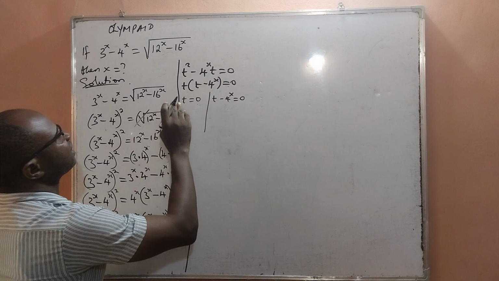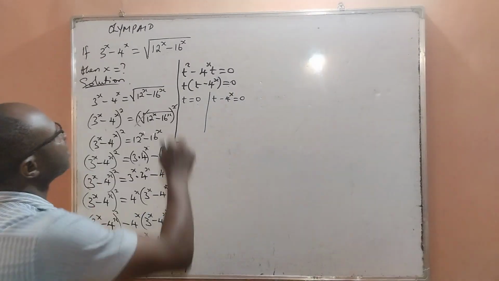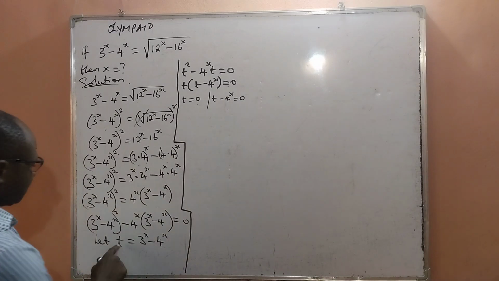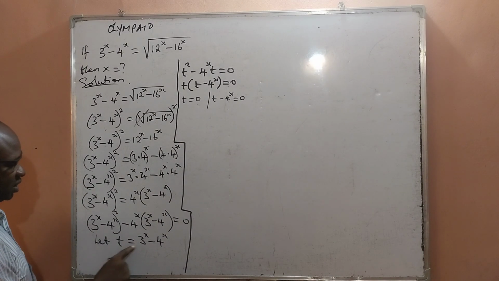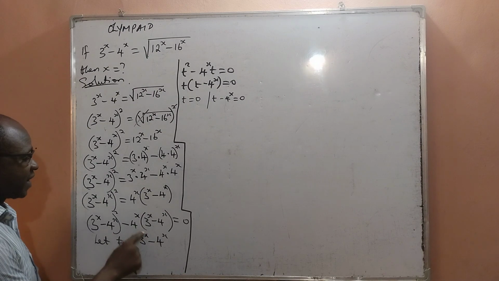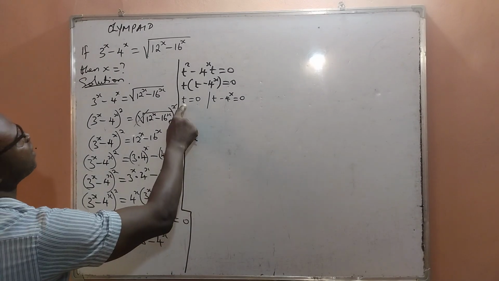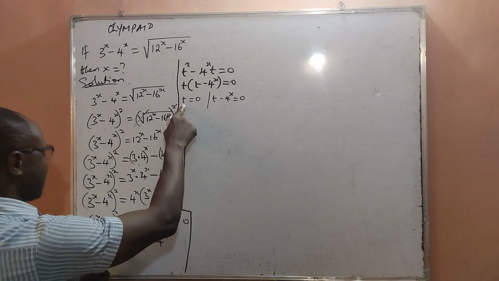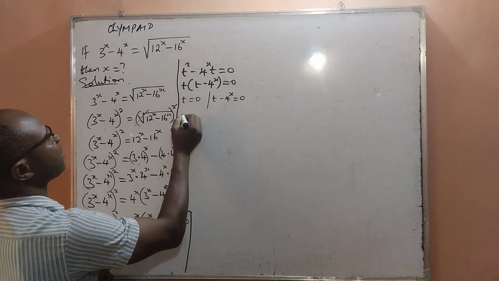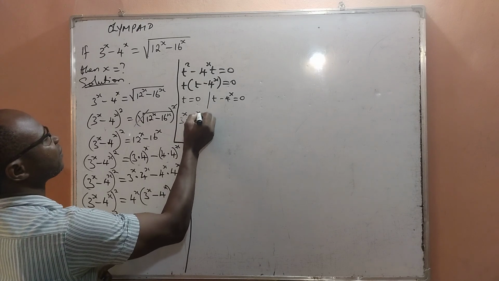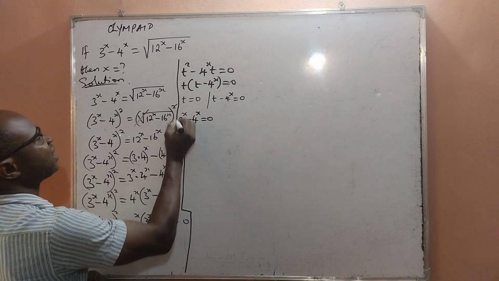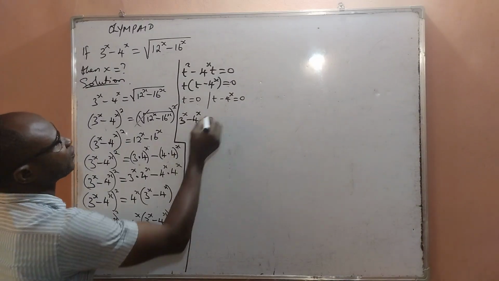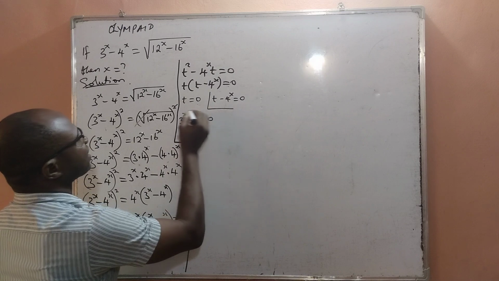Now, let's go by the first case where we have t equal to 0. What does that mean? We are going to replace the value of t, because we said here t is equal to 3 to the power of x minus 4 to the power of x. So, in this first case, which is case 1, I will replace the value of t to have it as 3 to the power of x minus 4 to the power of x is equal to 0. So t now is replaced and t is equal to 0. Alright? Therefore, I am working with the first case.